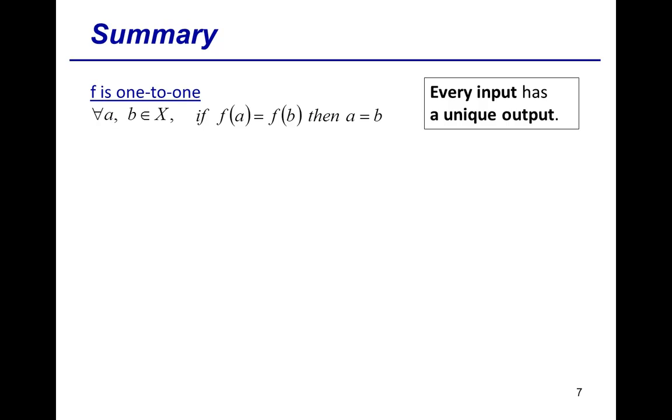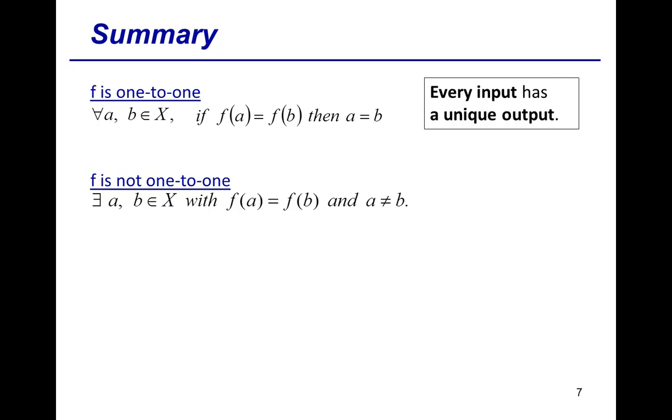To prove that f is not one-to-one, show that there exists a set of elements a and b whereby f(a) is equal to f(b), but a is not equal to b. Essentially, you need to find a counterexample a and b such that they share the same image, but their points of origin are different.